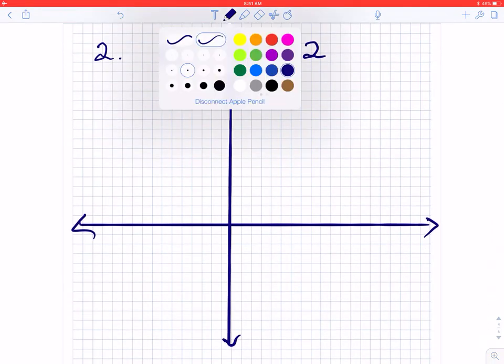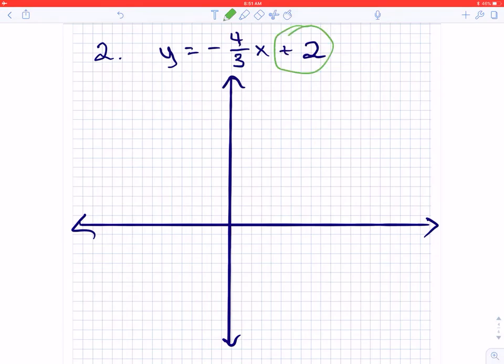For this one, it wants me to start at +2. So I'm going to walk up 2, and that's where my first point's going to go. My slope is -4 over 3. This negative I can assign to the 4 or to the 3, but only one. It makes it a negative fraction because one is negative and the other is positive. So I'm going to go down 4, 1, 2, 3, 4, and right 3, 1, 2, 3. That's where my second point goes.